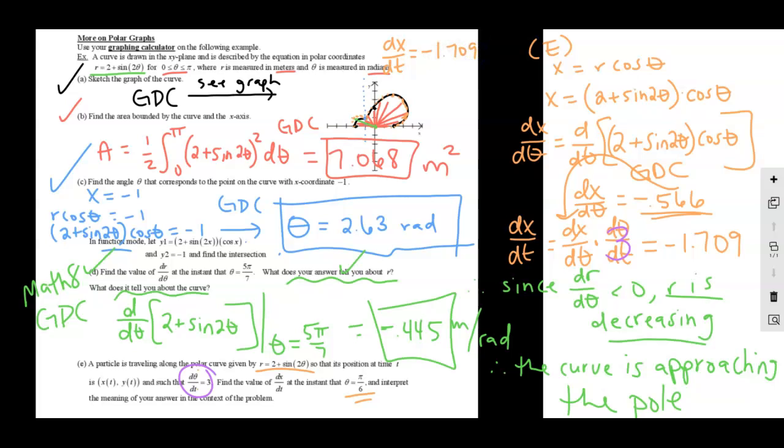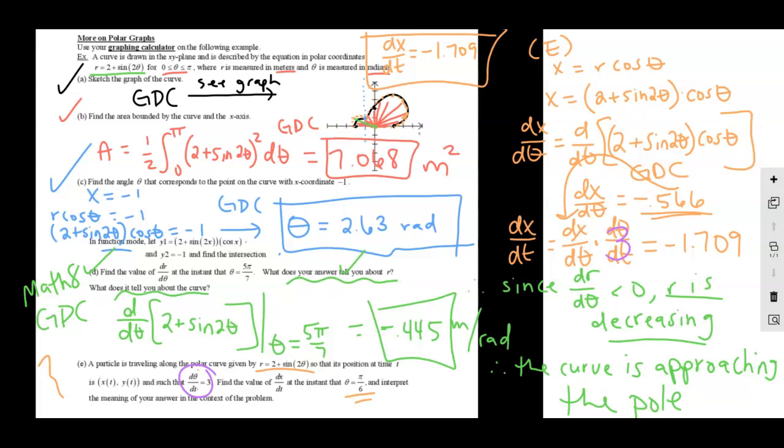Let's think about the units. The units for x, horizontal distance, are going to be in meters. And then time, does it give us a time unit? I don't think so, so we don't even really need to worry about it. Nowhere in here does it give me a time unit. So I don't need to worry about the units. There's my dx/dt.